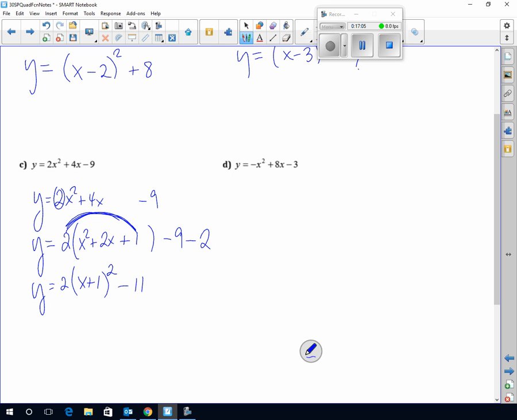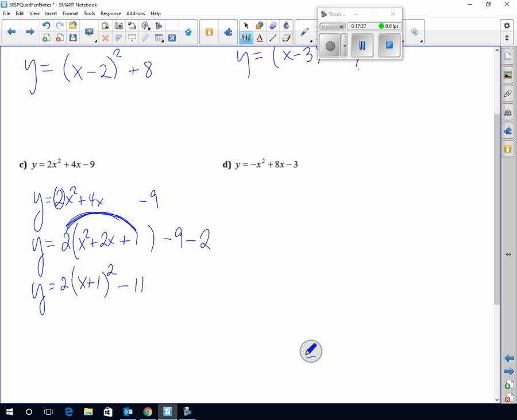That means there was a vertical stretch with this vertex, yes? Do you see where we're going with this? We're going to graph these after. Well, we know how to graph them. This is just a base graph that got stretched double, moved to the left 1, and down 11. We know how to do that. You did it for homework last night.